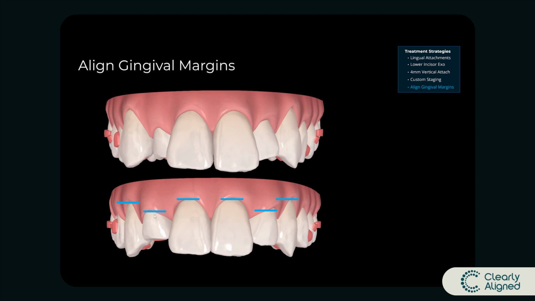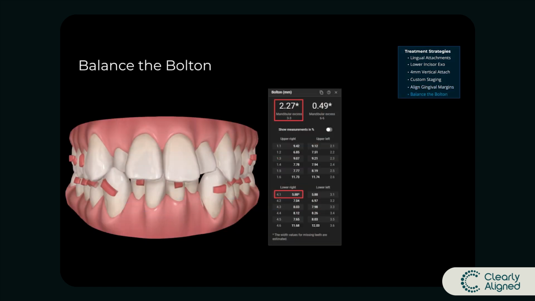And we actually tweaked this a little bit after this photo, but we wanted the lateral incisors to be 1 millimeter lower than the height of the centrals and the canines. Okay, and we're into number 6, the final thing, balancing the Bolton.